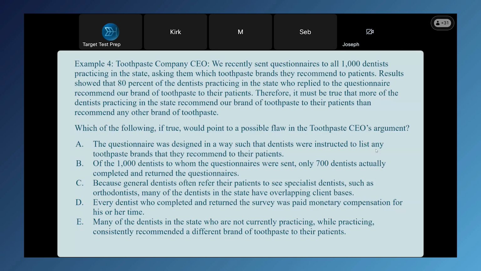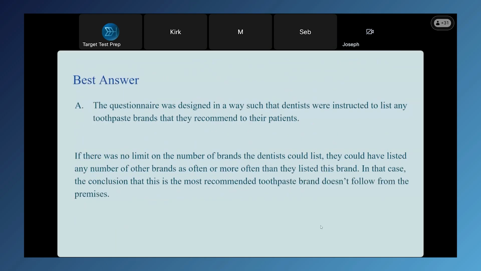And E, many of the dentists in the state who are not currently practicing, while practicing, consistently recommended a different brand of toothpaste to their patients. We are only talking about the dentists that are practicing right now. So who cares about those other retired dentists? That is not who we're talking about. Any questions on that one?